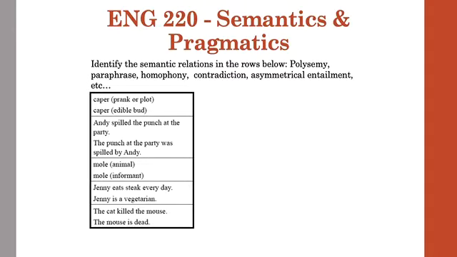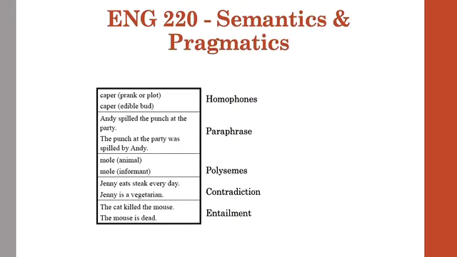Okay, so pause the video and identify the semantic relations in the rows below. So your options are polysemy, paraphrase, homophony, contradiction, asymmetrical entailment, and maybe some others. So go ahead and pause and try to figure out which semantic relations apply to which statements. Okay, presuming you paused the video, here are the answers. You can pause and check yourself.